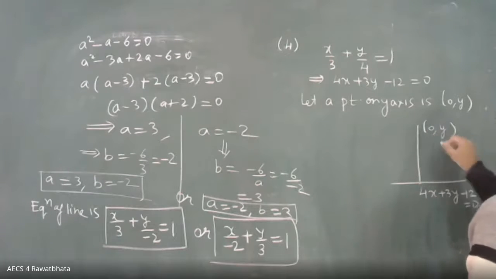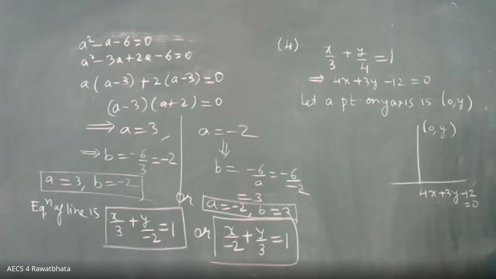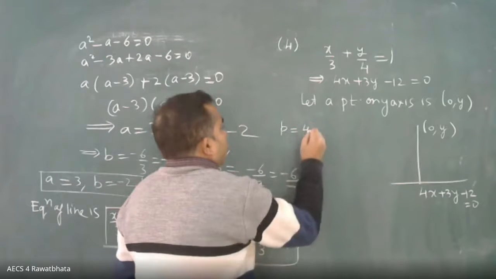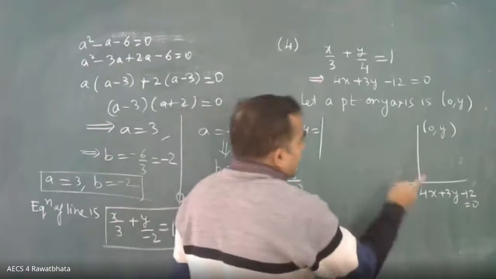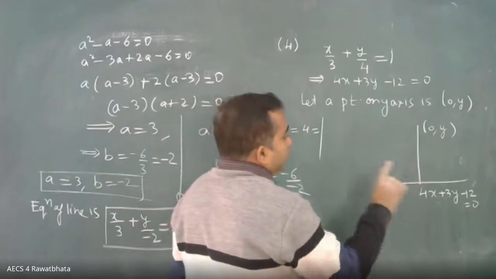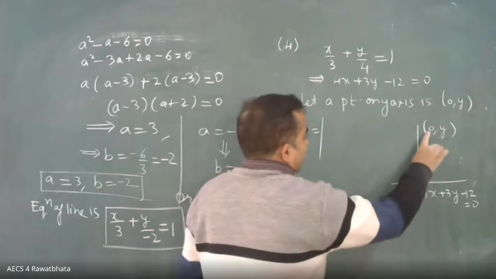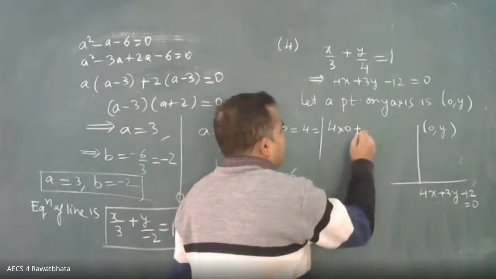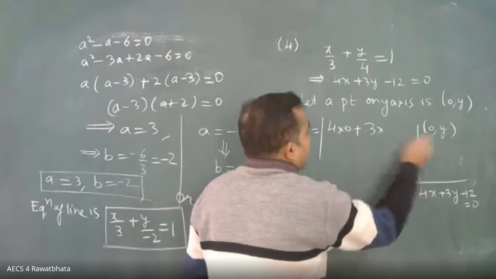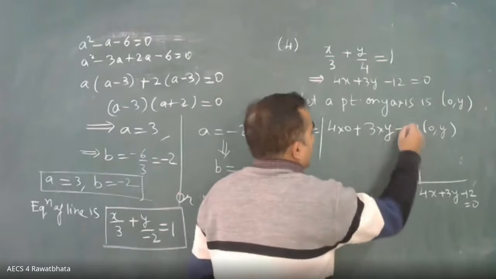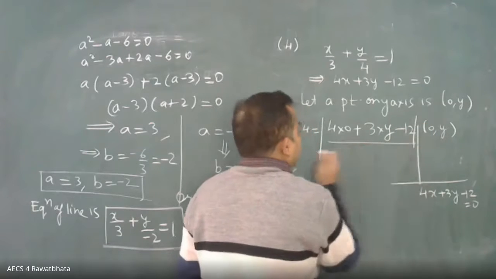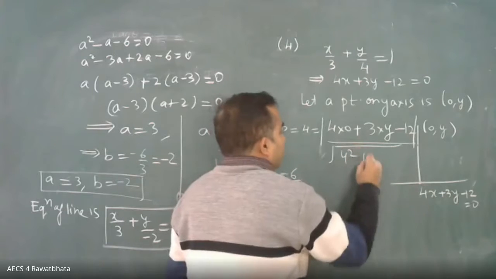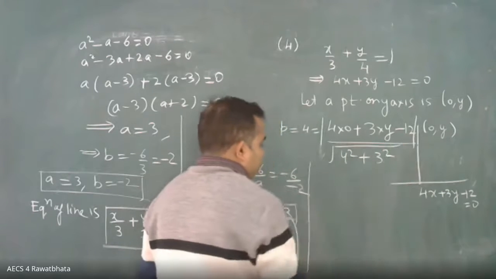From 0 comma y, find out the distance. Distance is given 4 unit. So distance P is equal to 4, is equal to the formula ax1 plus by1 plus c upon root a square plus b square. Apply. Ax1 means 4 into x की जगह पे 0, 4 into 0 plus 3 into y coordinate is y minus 12 whole magnitude divided by root of a square plus b square, 4 square plus 3 square. So this will be how much?